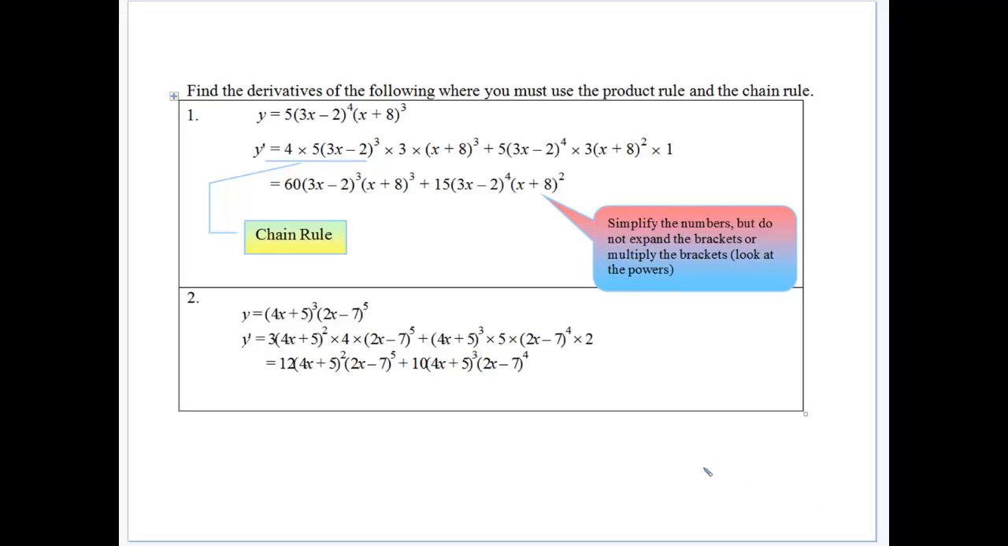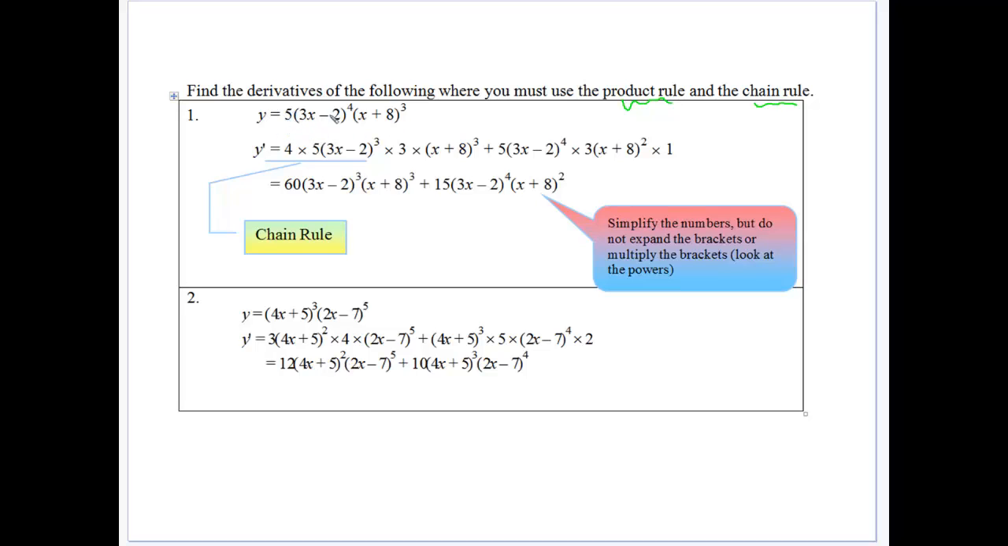Now we have some harder applications of the product rule with the functions here, because we're going to use the product rule, but we're also going to use the chain rule, because notice our brackets here are to a power. So we've got to take that into consideration.